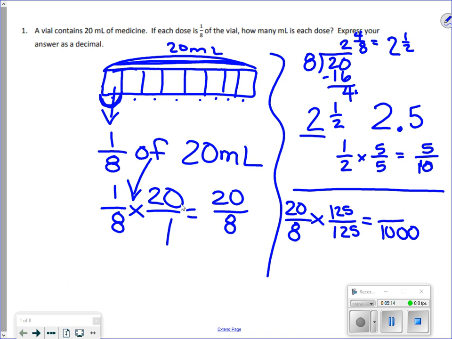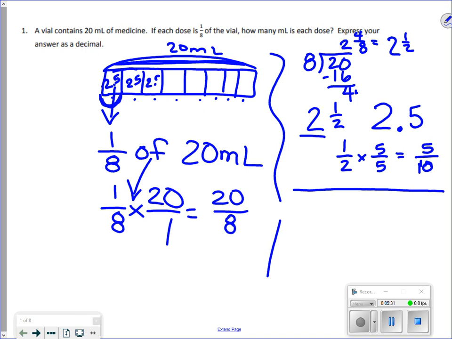Okay, so I got halfway there. I didn't think we did this. Right. I would not want to do that one. So yeah, I would do this one. 2 and 5/10. So each dose is 2 and 5/10 of a milliliter. One dose. So that's the easiest problem you're going to do today.